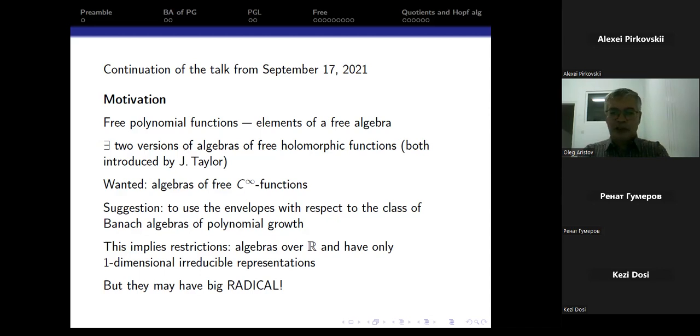has such properties that all irreducible representations are one-dimensional, and also the algebras are only over the field of real numbers, not complex numbers. But nevertheless, these algebras may have a big radical, and so this, to some extent, compensates the problems with irreducible representations.